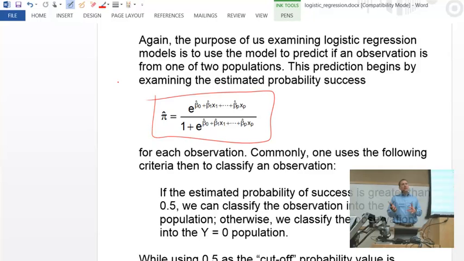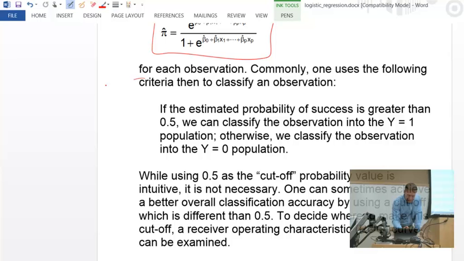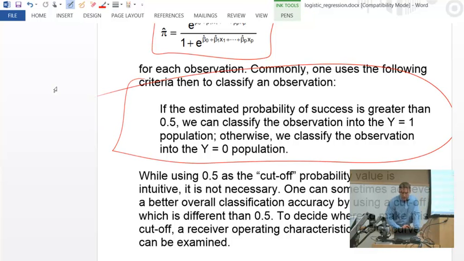Now, how do you make the decision of, should I classify this observation as going to be a success, or predict this observation as being a success, or should I predict it as a failure? Well, here's the most common way that it's done. And I kind of brought this up last time too. If the estimated probability of success is greater than 0.5, classify it as a success, or y equal 1. If pi hat is less than 0.5, predict it as a failure. Very, very simple. Makes sense. You're making the prediction corresponding to what has the highest probability of happening.